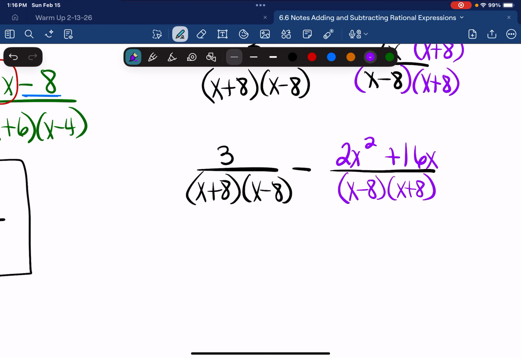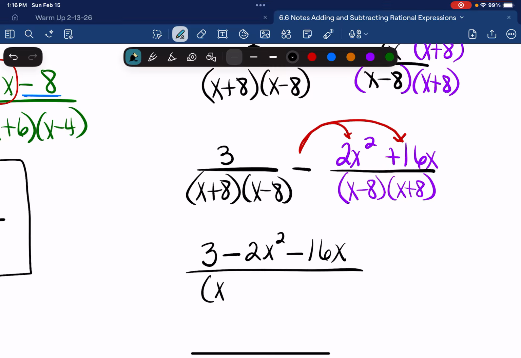The only tricky part about a subtraction problem is you have to remember to subtract every term in your numerator. Both of these terms or signs are going to change, right? So our new numerator is going to be 3 minus 2x squared minus our 16x. That minus distributes to both of those values, all over x plus 8 times x minus 8.